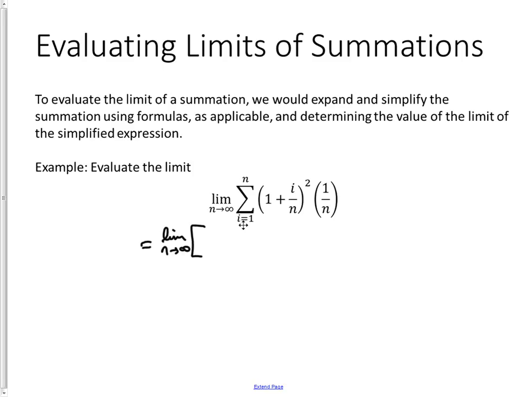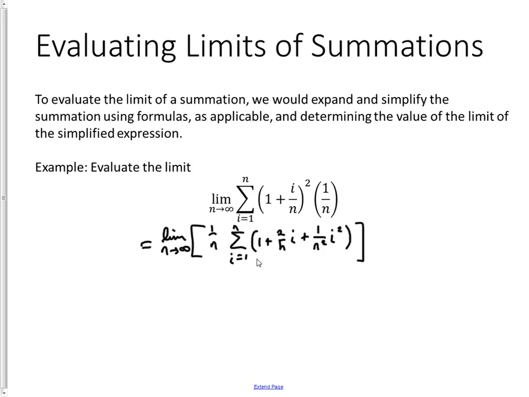Now notice that the summation index is i, so any term that doesn't contain i can be factored out of that limit as a constant. So we're going to have 1 over n times the sum from i equals 1 to n of this quantity (1 plus i over n) squared. And if I square that, of course, that is 1 plus 2 over n times i plus 1 over n squared times i squared.